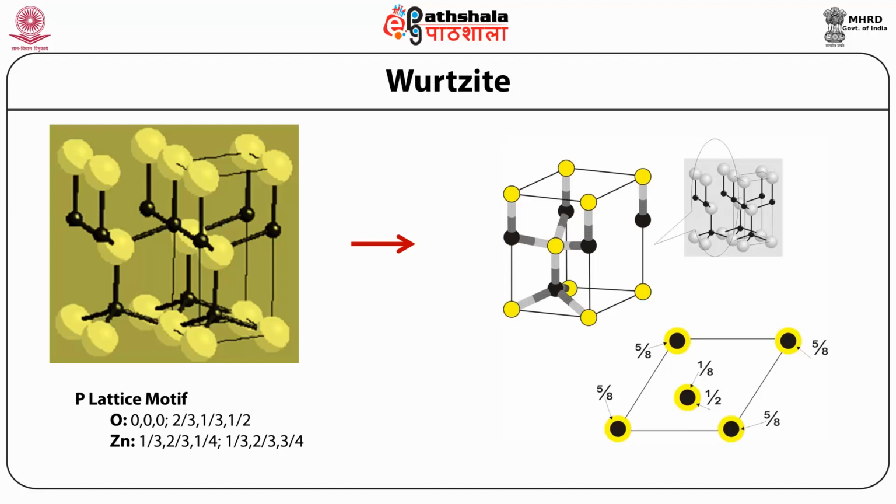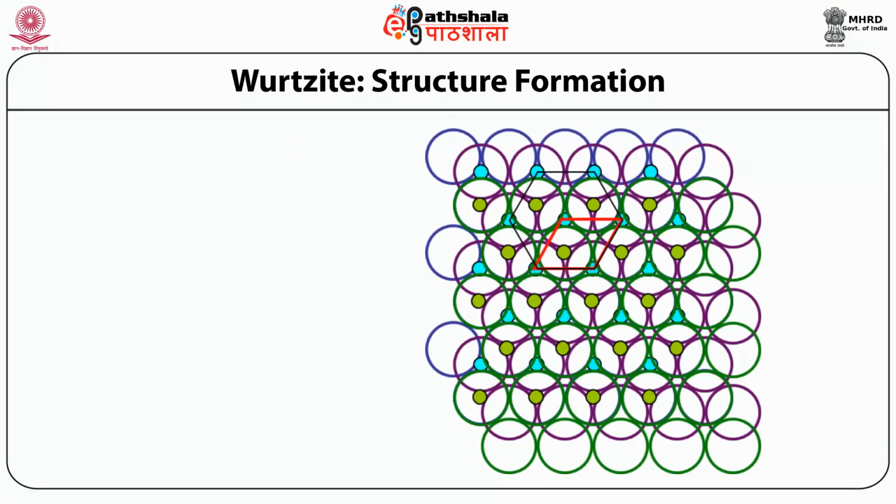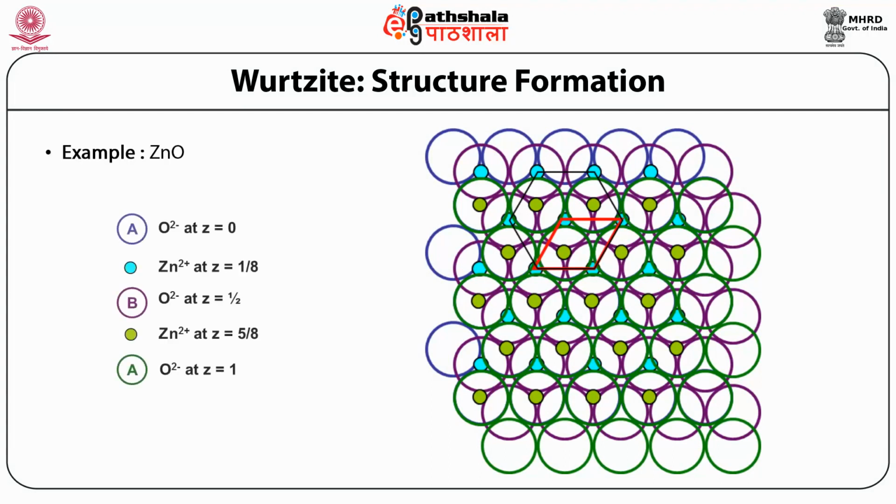In this structure, you can see that the yellow colored atoms correspond to M, and the black colored atoms correspond to X. Now let us discuss the structure formation in wurtzite. Let us take the example of zinc oxide, that is ZnO. On the right hand side you can see the structure of zinc oxide, where the blue circles correspond to A-type atoms, that is O2-.